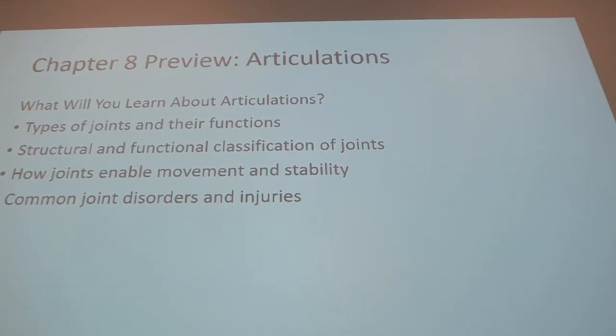Okay, so preview for the next chapter, the articulation chapter. We're going to see the types of joints that we have and the functions of these joints. We're going to see the classification in terms of structure and function, and correlate the structure and function of these joints. We are going to see the different structures within the joints and the different classifications of these joints. They have different structures, and we're going to see the type of movement they help us to perform. And then we're going to see joint disorders and injuries.